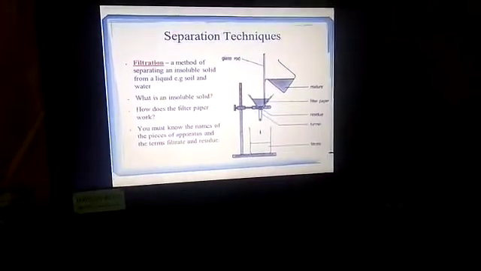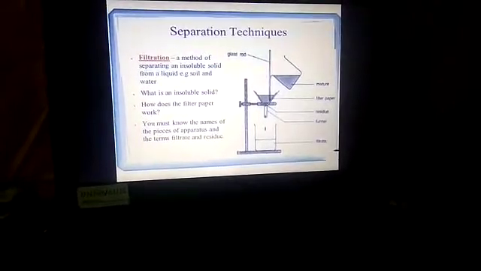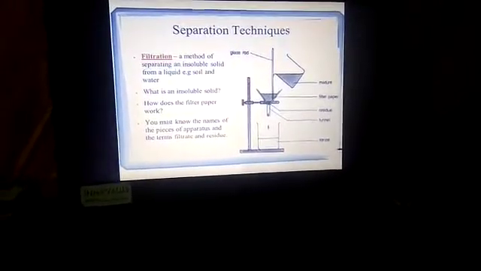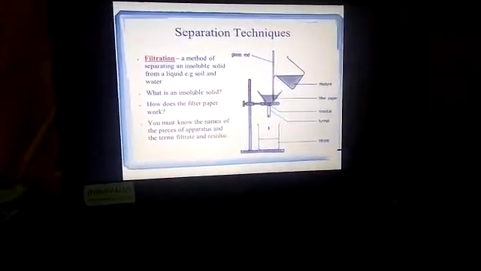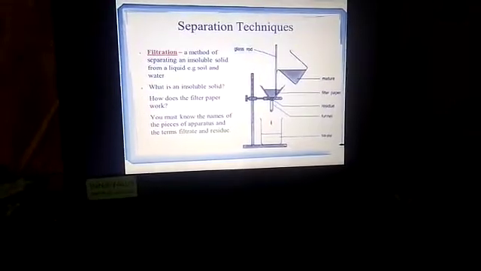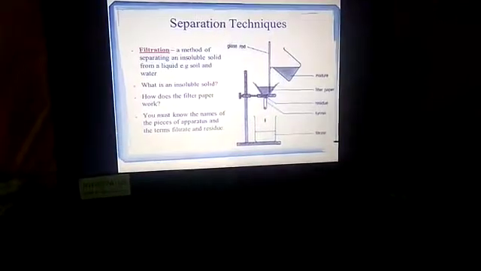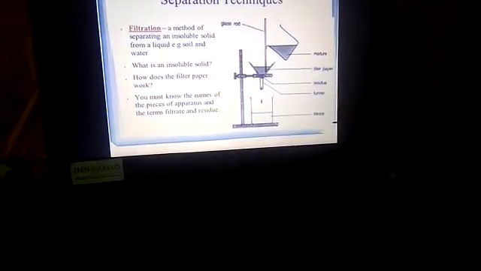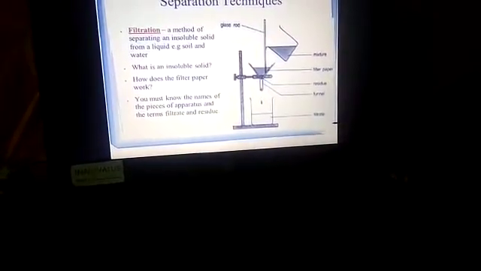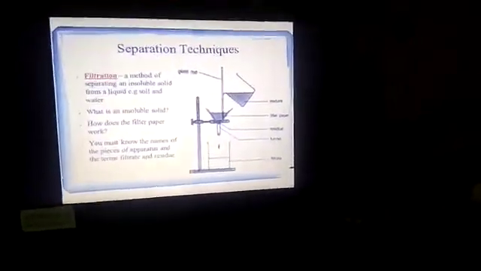You must know the names of the pieces of apparatus and the terms filtrate and residue. The residue is what is left over on the filter paper, and the filtrate is the liquid that passes through. So this is the separation technique of filtration. Here the sand will not dissolve in water, is filtered out and remains on the filter paper.